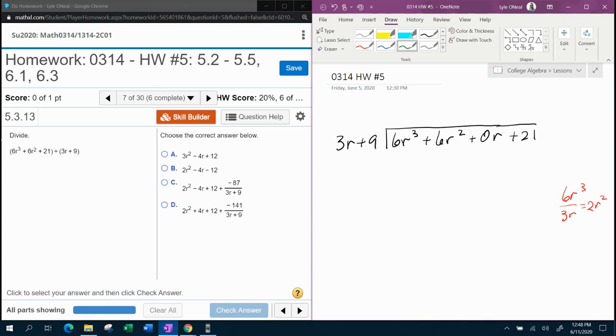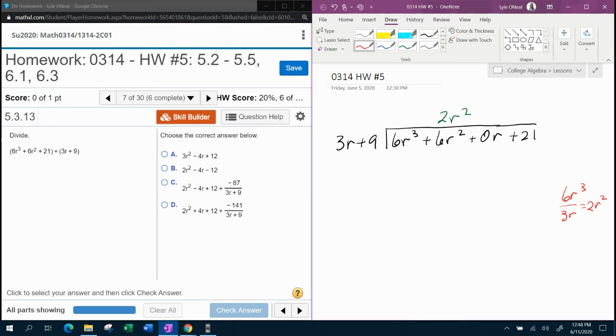All right, here we go. Let's do that in green. 2r squared. And notice that I wrote it right above the 6r squared. That's so that I keep my like terms lined up and it keeps everything nice and clean.